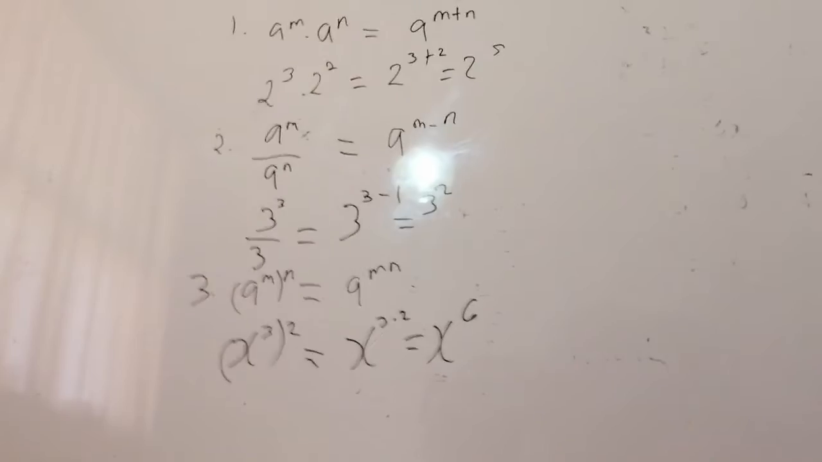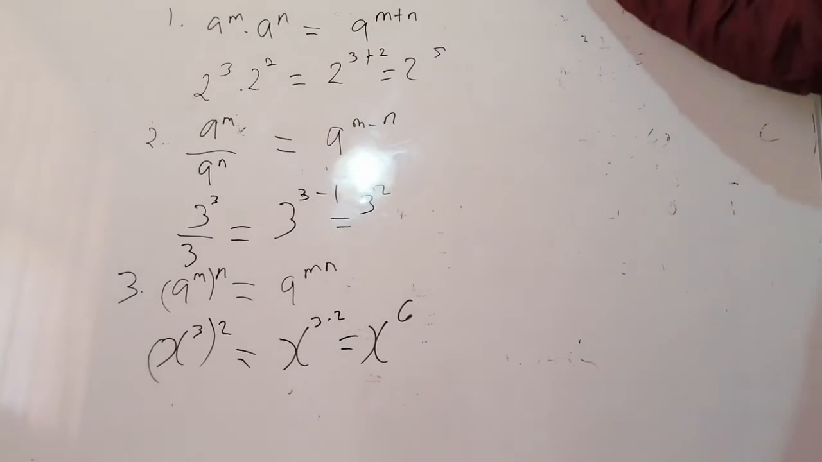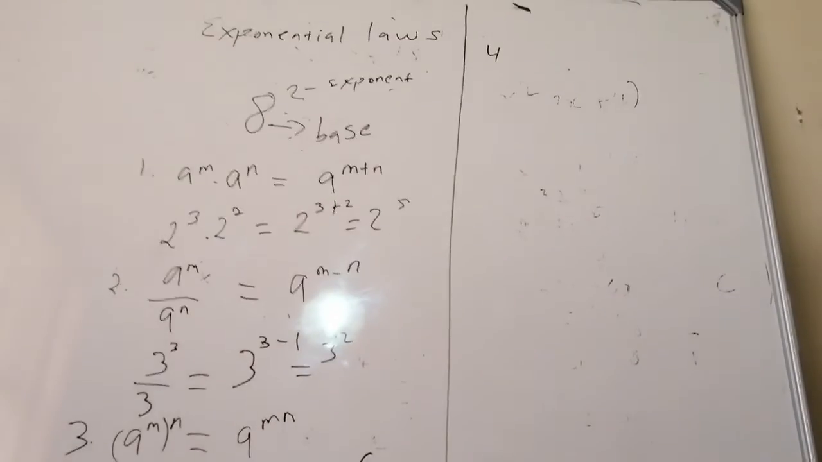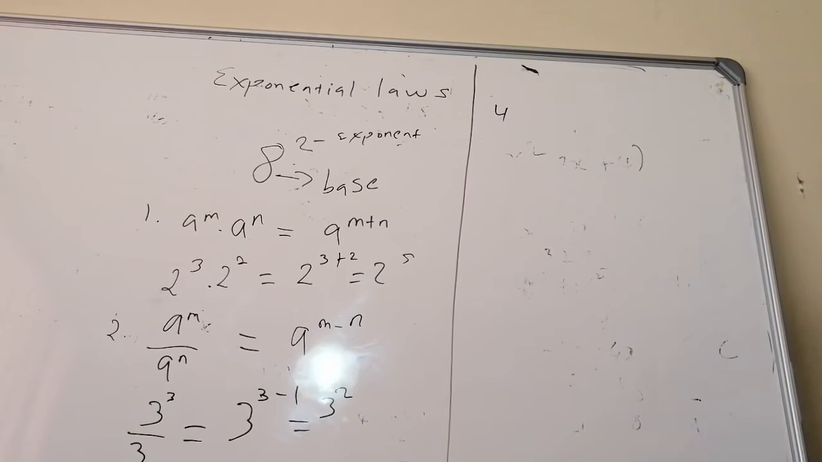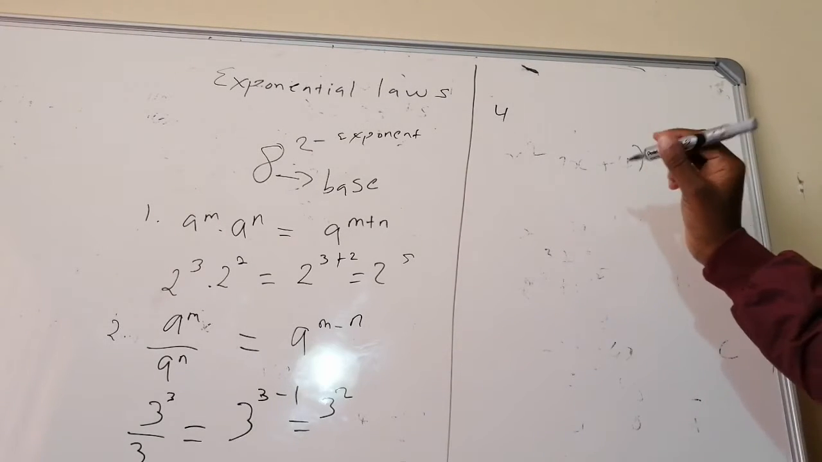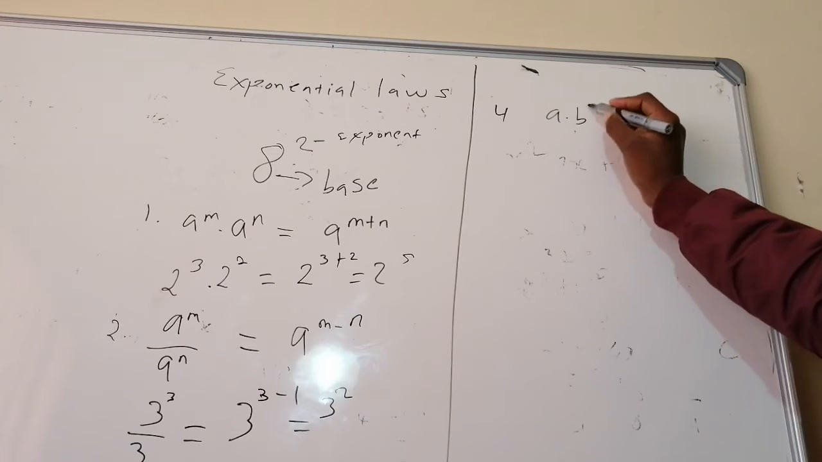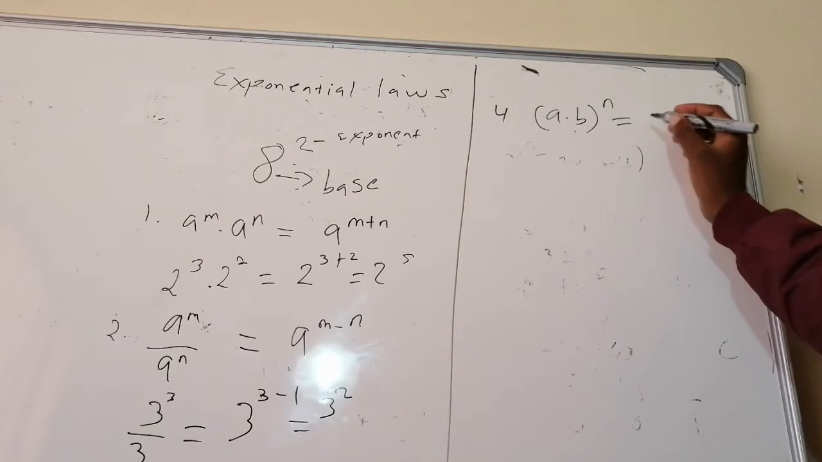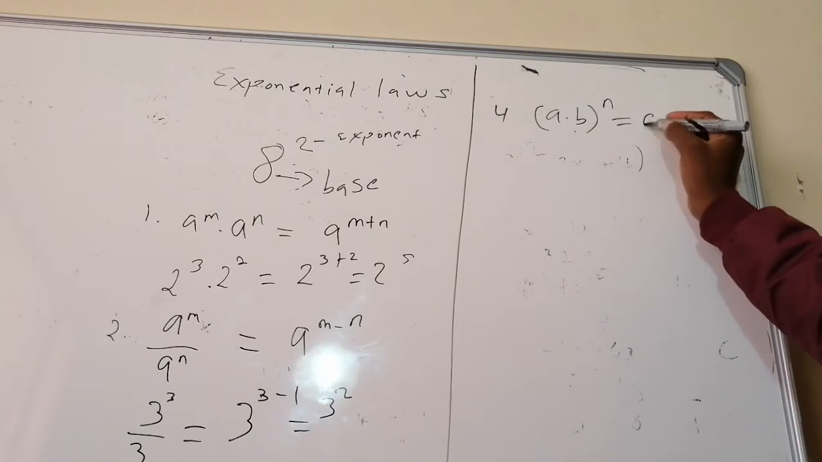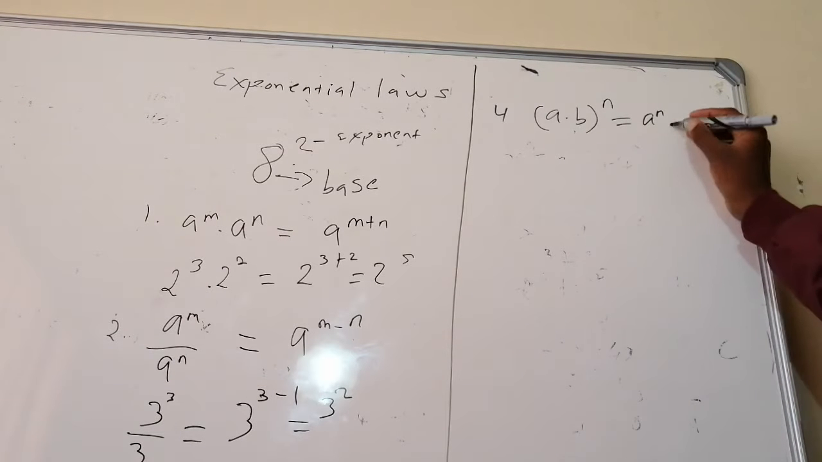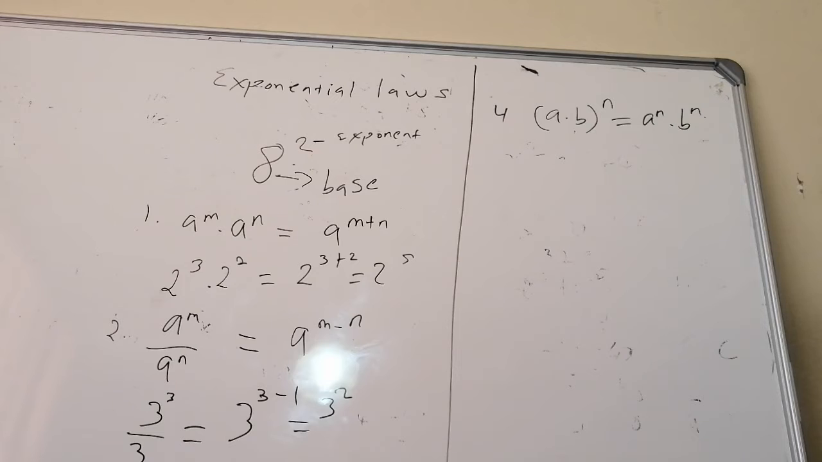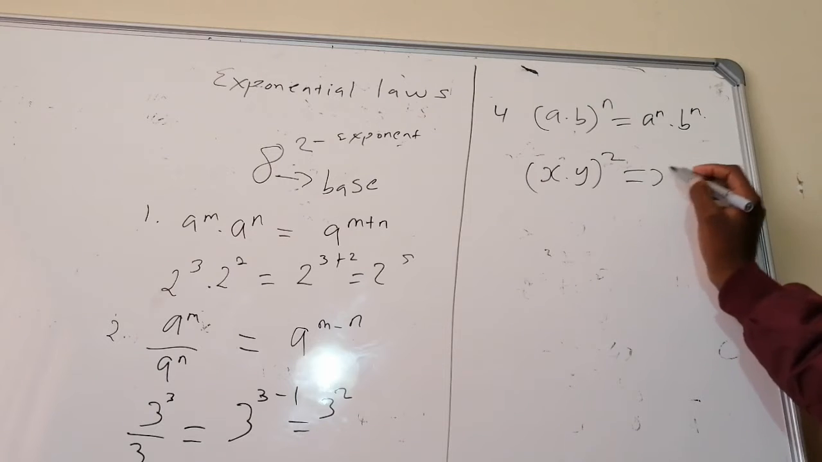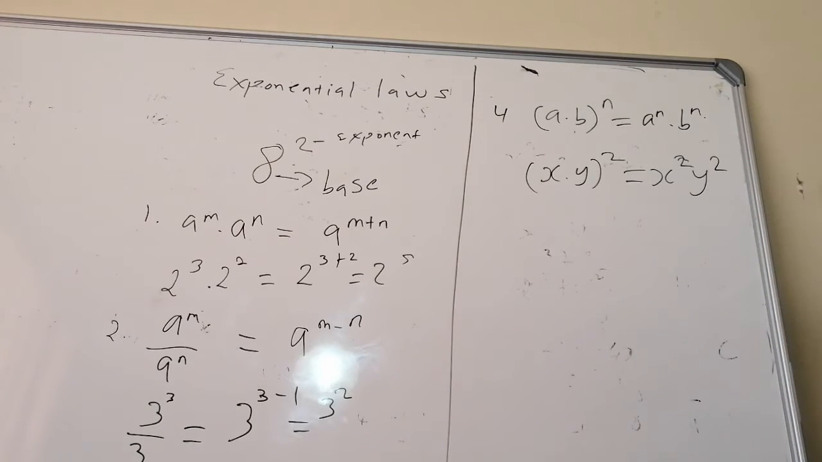Now, the fourth rule is the following. If we have two numbers which are raised to the same exponent, that's the same as simply raising each of those numbers to that exponent. So let's say we have xy raised to the power 2. That is the same as x squared y squared.